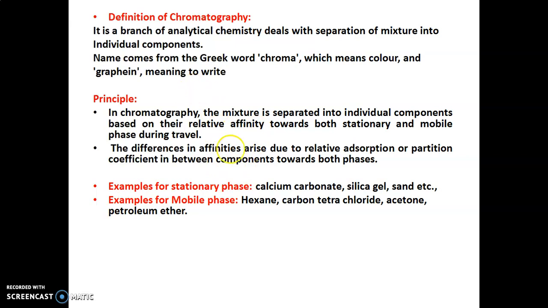Compounds show relative affinity towards both the stationary and mobile phase during their travel. Why does this affinity arise? This is due to relative adsorption. Affinity is due to relative adsorption or the partition coefficient of the components towards both the stationary and mobile phase.